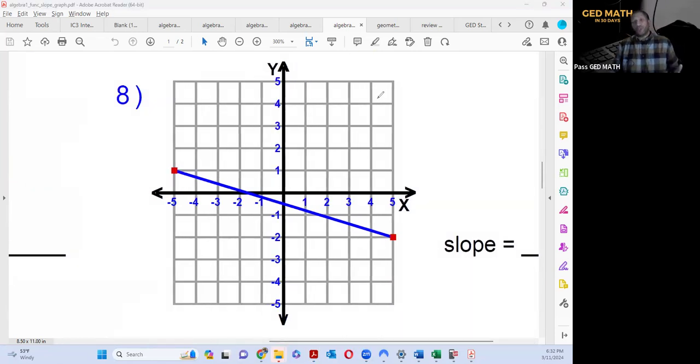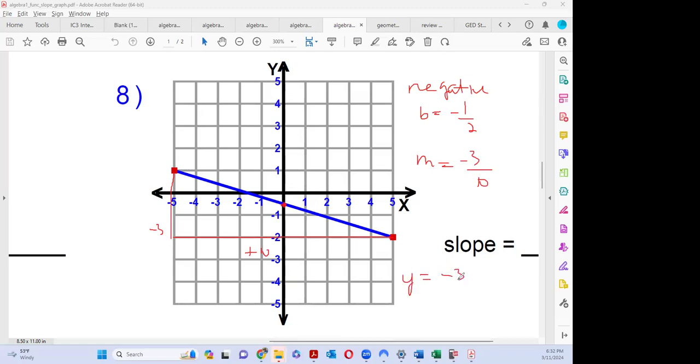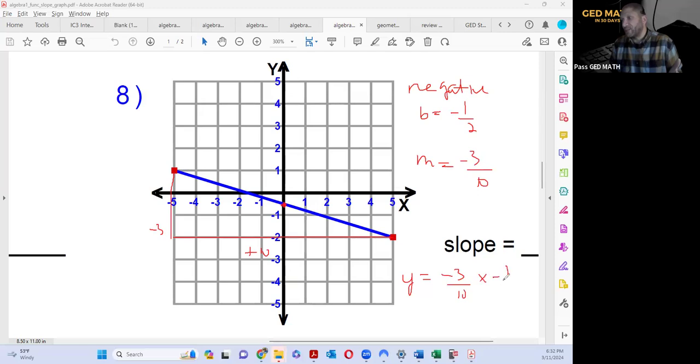So I know the slope from left to right is negative. The y-intercept is like -1/2. For the slope, I'm gonna use this point right here, or I can use these 2 points. So I'm gonna use this point. I need to go 1, 2, 3. I went down 3. That's -3, and I had to go over +10. So my slope will be -3/10. So the equation of the line, right, would be y equals -3/10 times x minus 1/2.